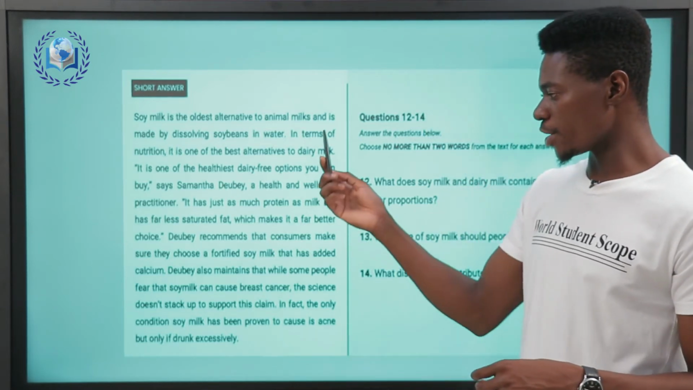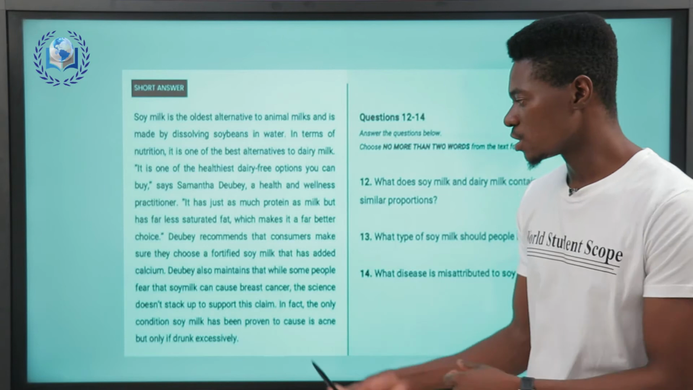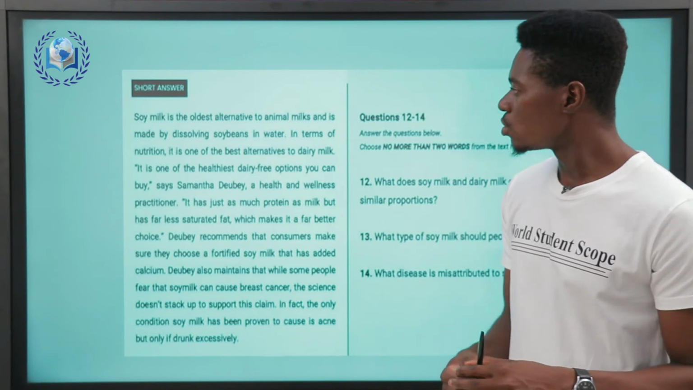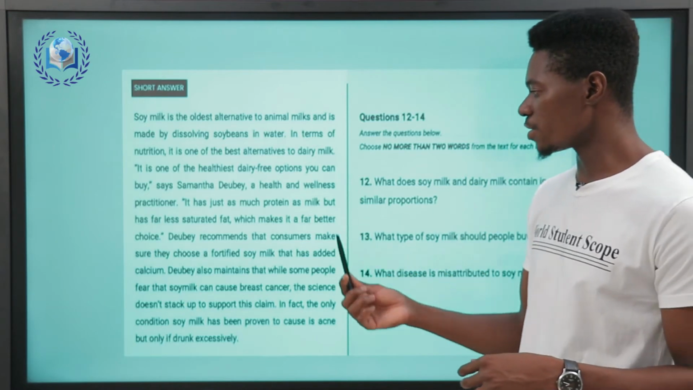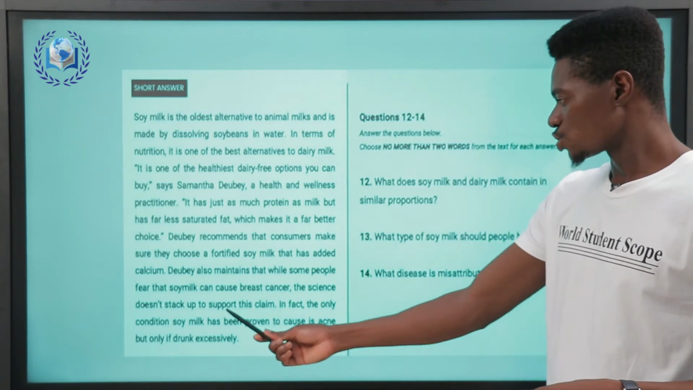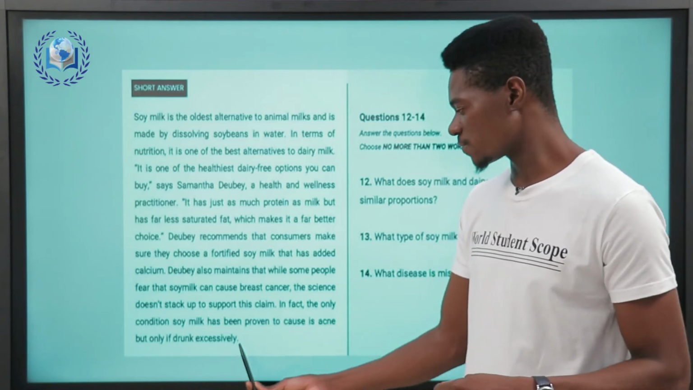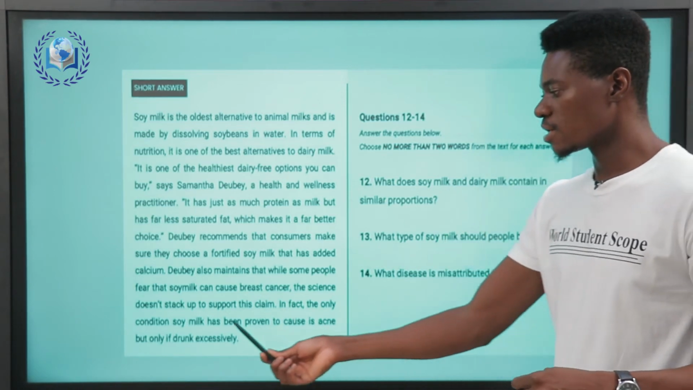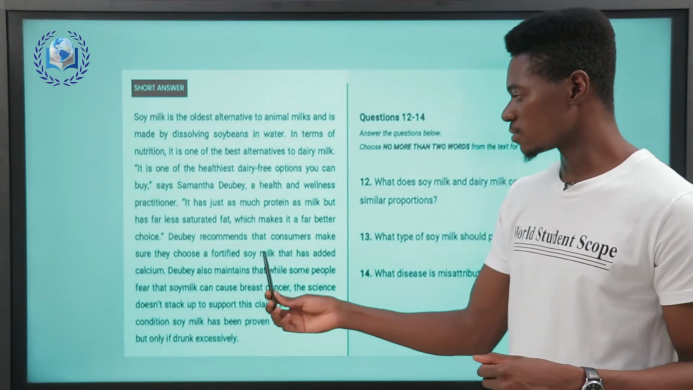If you try to find it from here, you will find it occurs multiple times. Soy milk. Also, when you check dairy milk, you can find it here. They say soy milk has been proven to cause acne, but only if drunk excessively. What do soy milk and dairy milk contain in common? So this sentence does not match the comparison. Let's read another one, this one.